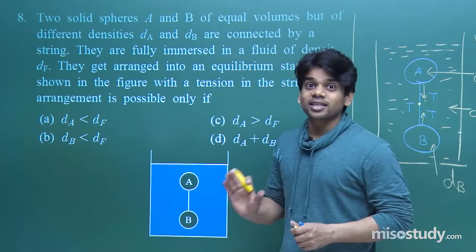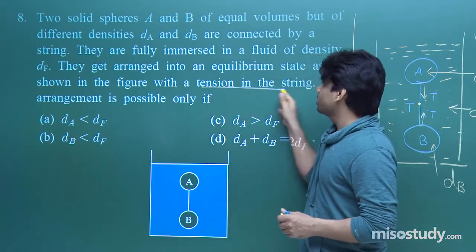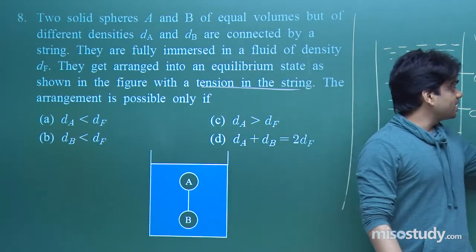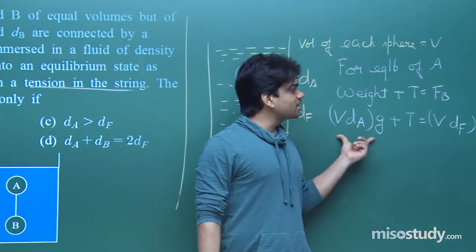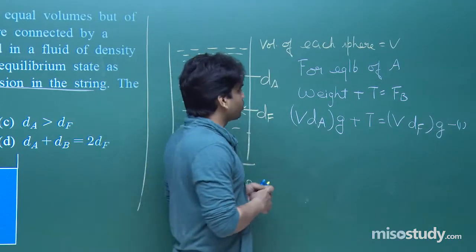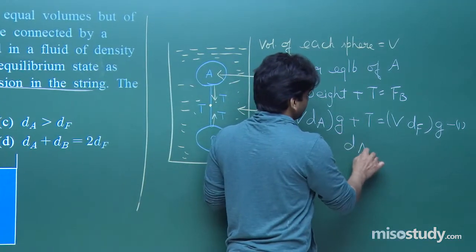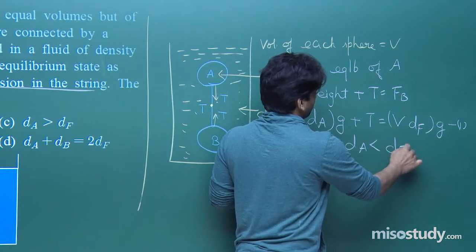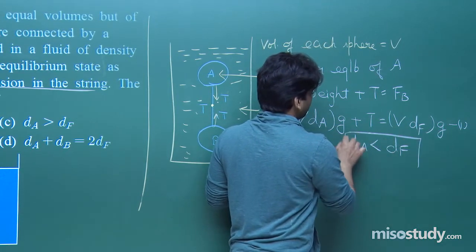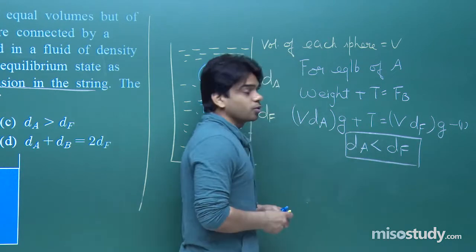Because there is tension in this string, it says that with a tension in this string. So if the tension is positive, clearly you can say that dA will be less than dF from equation number 1. This is the first conclusion.